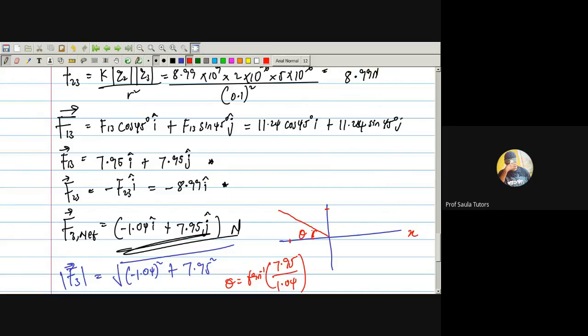The angle that we need is the angle that your resultant force makes with the positive x axis. So that's 180 minus what I get. Exactly, that's the angle you need.